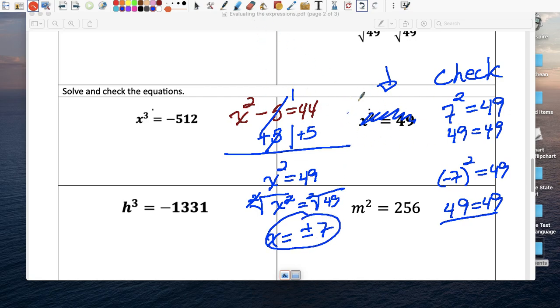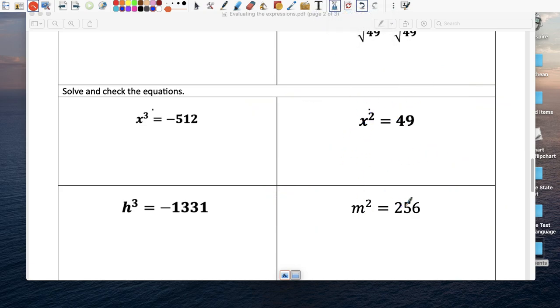So again, this would be your full work. m squared equals 256. Again, what do I do to both sides? We're going to take the square root of this side, and we're going to take the square root of the right side. These two simplify, and then m is by itself, isolated, and the square root of 256 is going to be plus or minus 16. Right?